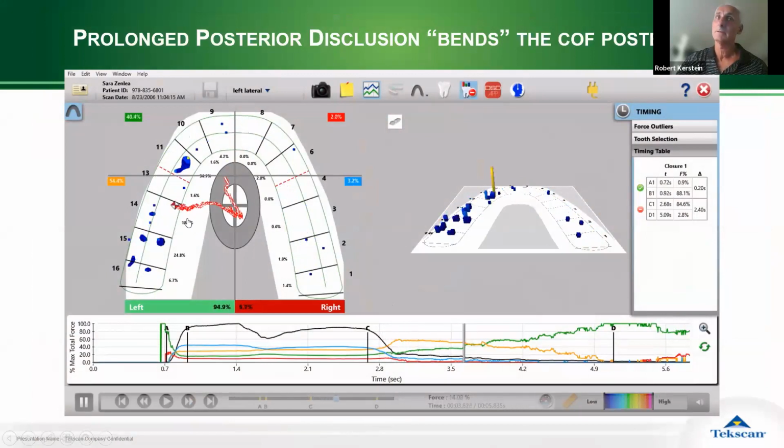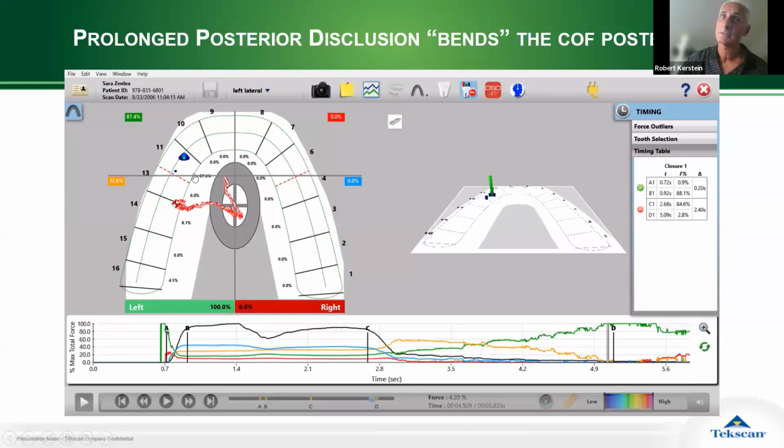Anytime you have a bend, you have working side group function. Right? The guidance is there, but not fast enough. It doesn't bring the canine, it doesn't bring the center of force to itself. The bend is a function of the orange quadrant. See how long the orange quadrant is active? And that patient is class 1, right? Class 1 molar, class 1 canine. And you see how long it takes them to get to their anterior guidance: 2.4 seconds.